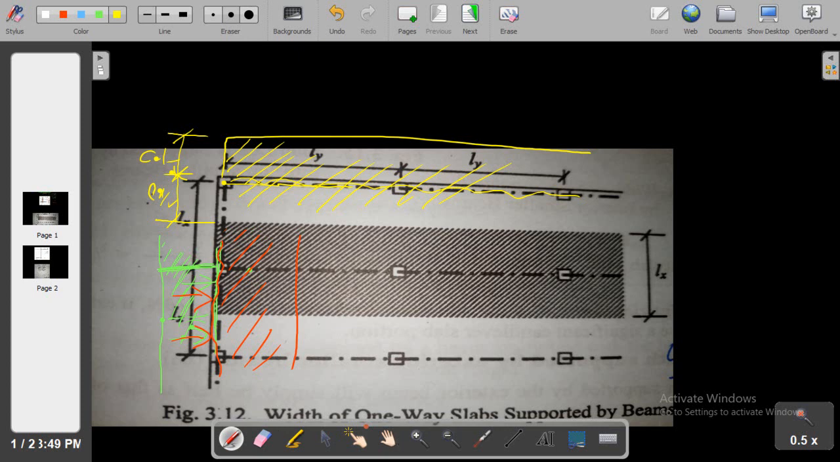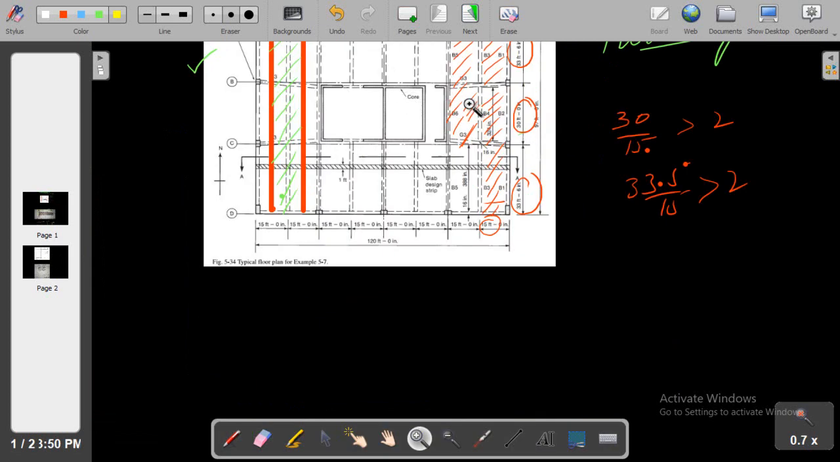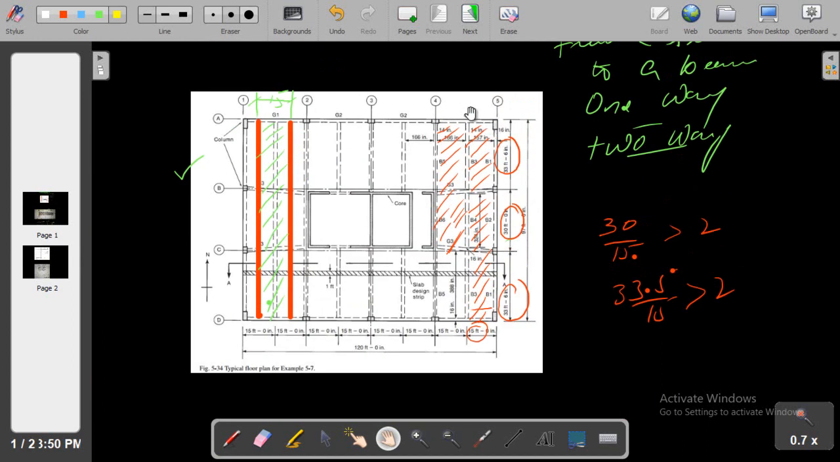This Lx is the shorter direction, Ly is the longer direction. A one-way slab system is easy. I have already done this example, and it is available on my channel, so please go there and watch how to transfer the load from this slab system to this beam.